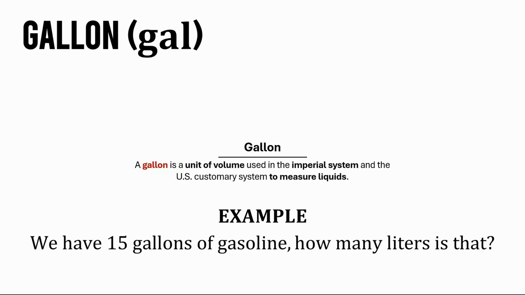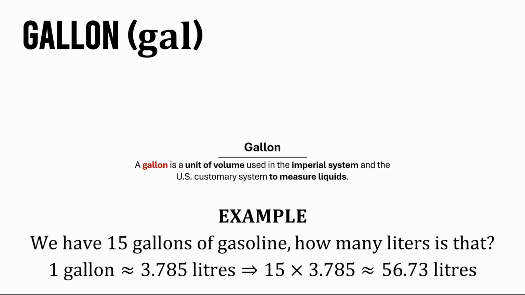Example: we have 15 gallons of gasoline. How many liters is that? So we said 1 gallon is approximately 3.785 liters. So 15 times 3.785 is approximately 56.73 liters.